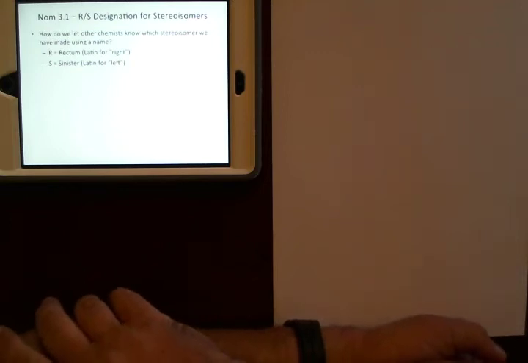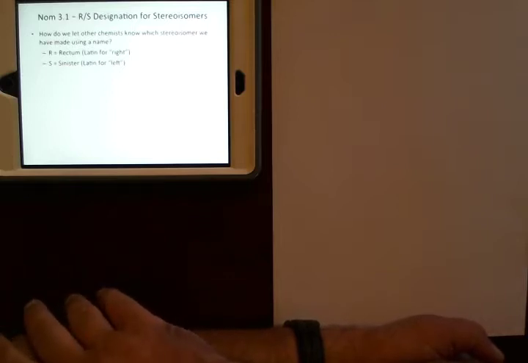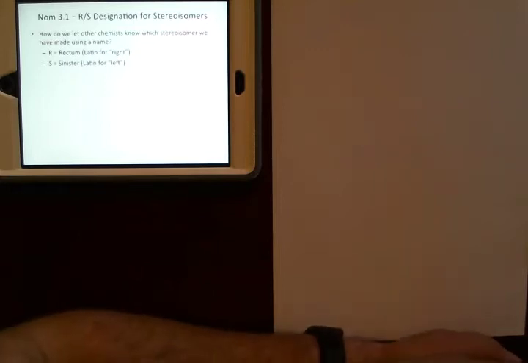So this is the nomenclature 3 slide, or chapter, something like that. For here, we're going to be talking about the nomenclature specifically for chiral centers, which we dealt with in chapter 5, and then also with alkenes, which we started working with in chapter 4. So there's some very specific ways of naming these compounds.